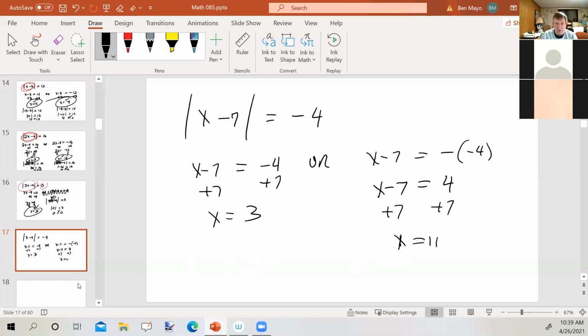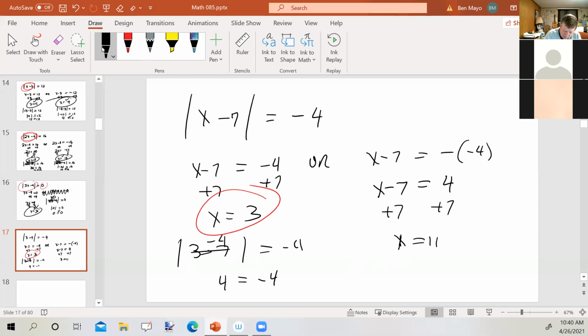Well, let's check our work. If x is 3, we would get the absolute value of 3 minus 7 equals negative 4. 3 minus 7 is negative 4. The absolute value of negative 4 is 4. 4 doesn't equal negative 4. So that solution doesn't work.